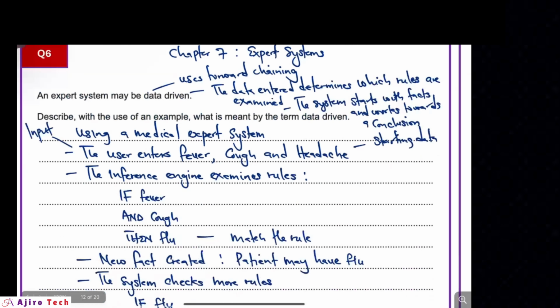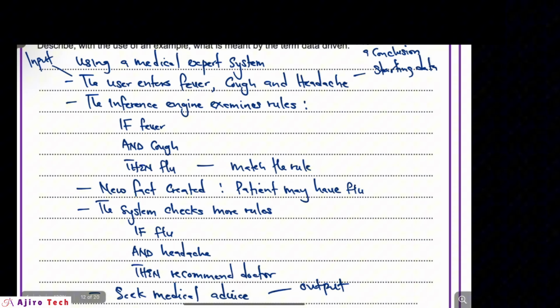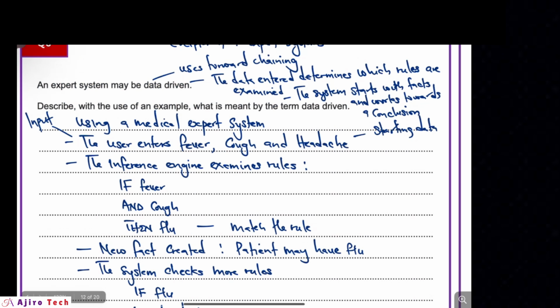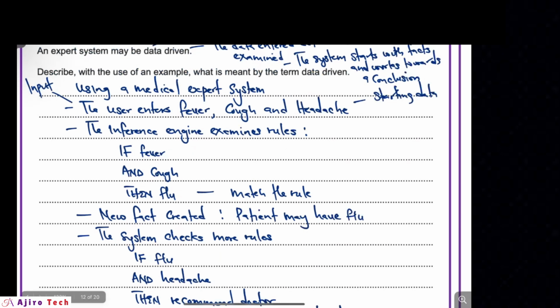So that's the way it works with data driven. It starts with the data, you search for the matching rules and you generate new facts. You continue until a solution is reached. So it starts with a known fact and uses forward chaining to search rules until a conclusion is reached.